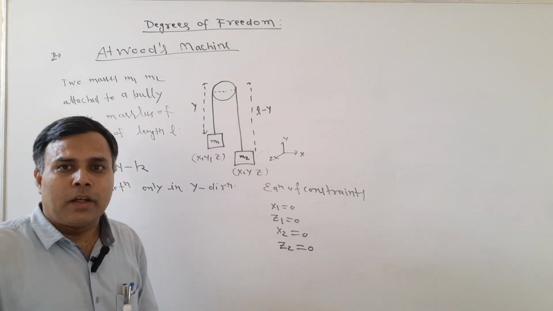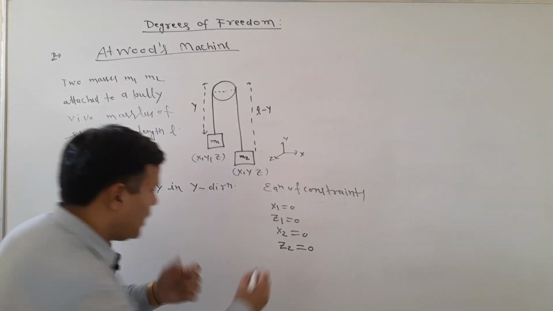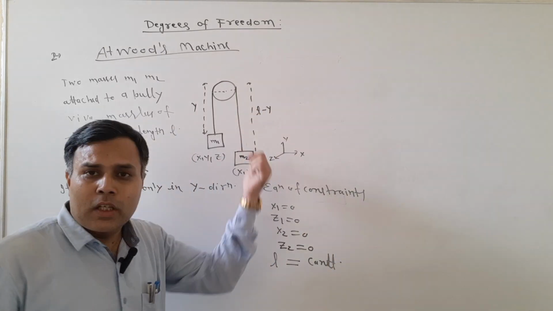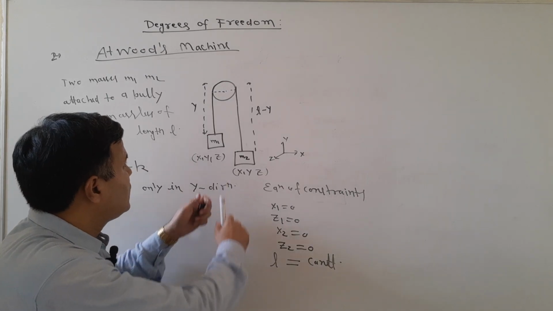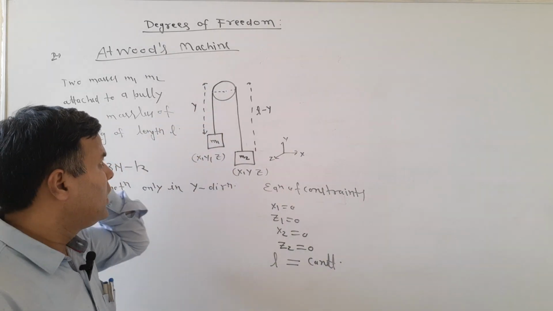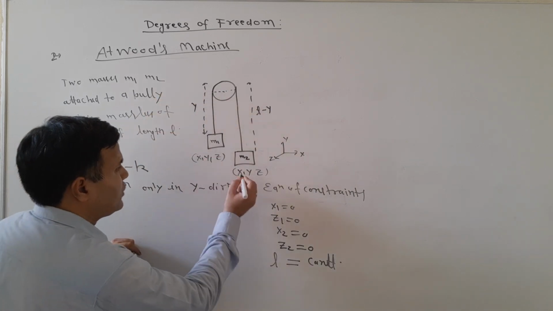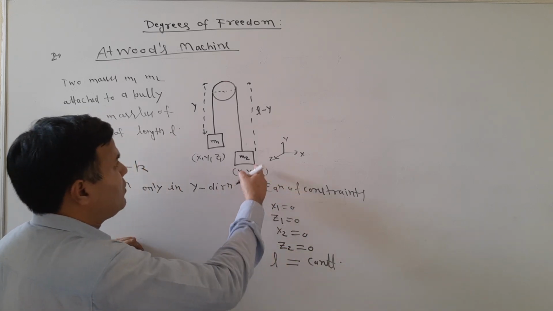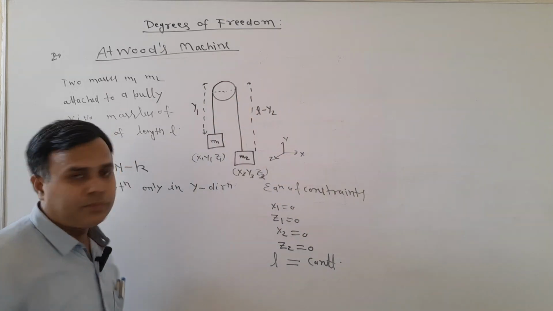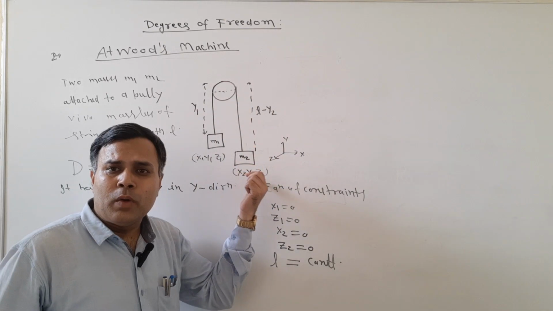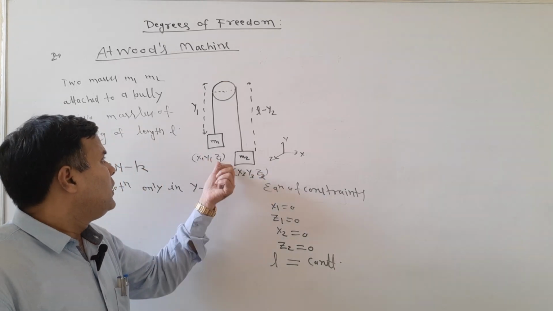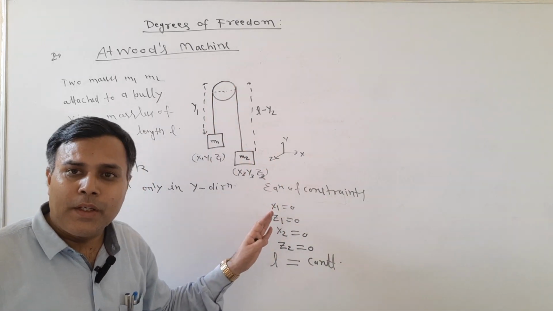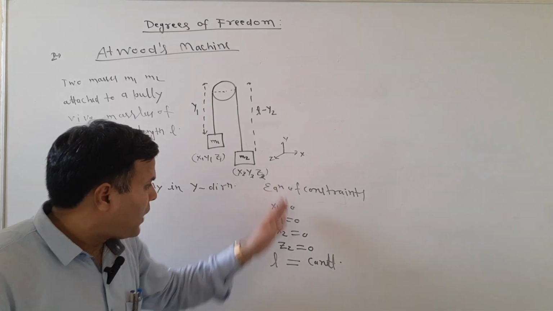What is the length of the string? The length of the string L is constant, because the masses have motion only in the vertical direction. The coordinates of one mass are x1, y1, z1, and the coordinates of the other mass are x2, y2, z2, with y1 and y2 being the vertical distances. So the length of this string is constant, and we have 5 equations of constraints in this case.